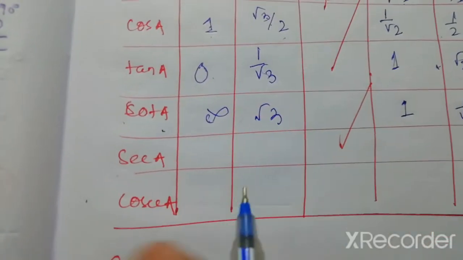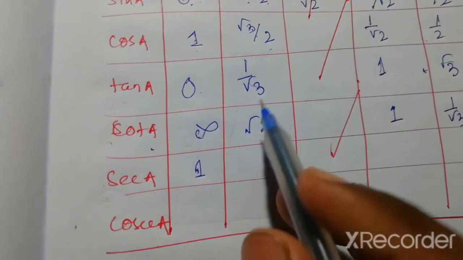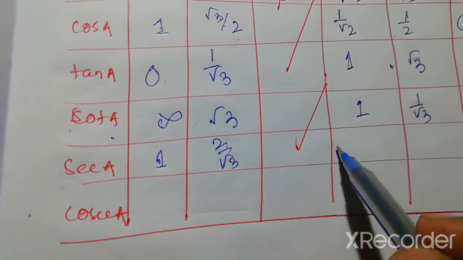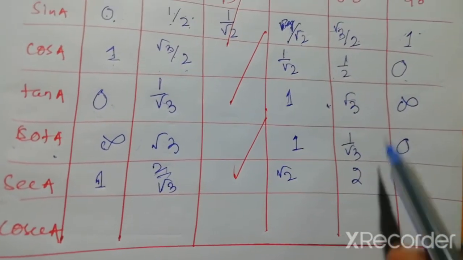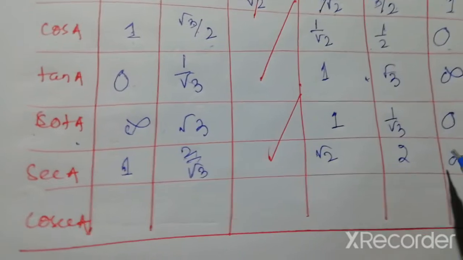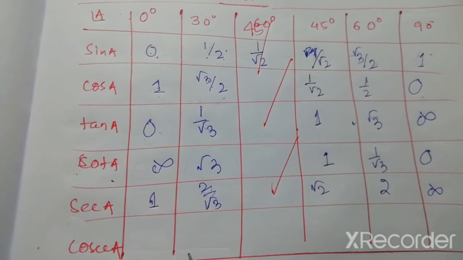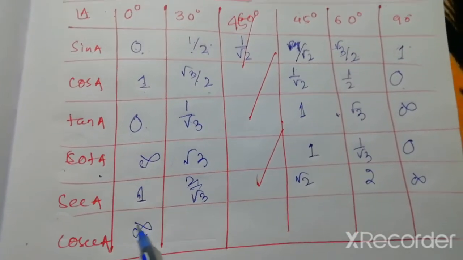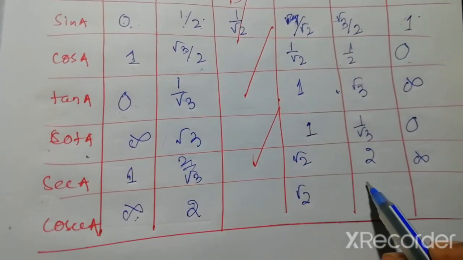Like that sec A. Sec is the reverse of cos. Reverse of 1 is 1. Reverse of root 3 by 2 is 2 by root 3. Reverse of 1 by root 2 is root 2. Reverse of 1 by 2 is 2. Reverse of 0 is infinite. Okay, like that. Cosec is the reverse of sine. What is the reverse of 0? Infinite. Reverse of 1 by 2 is 2, reverse of 1 by root 2 is root 2, this one is 2 by root 3.